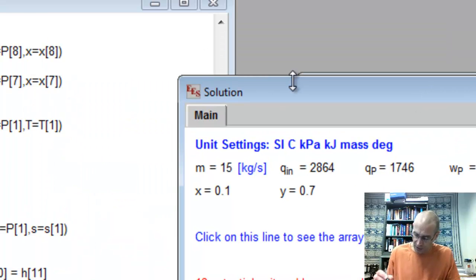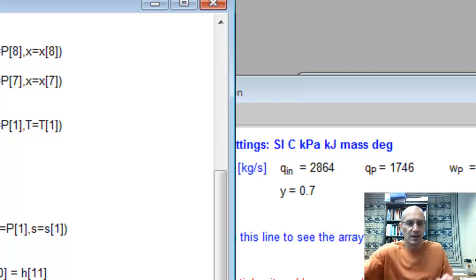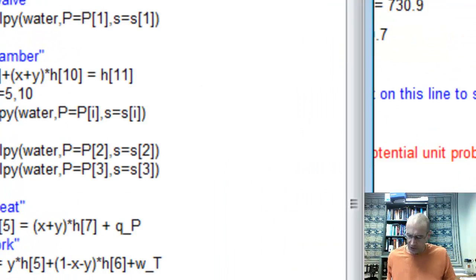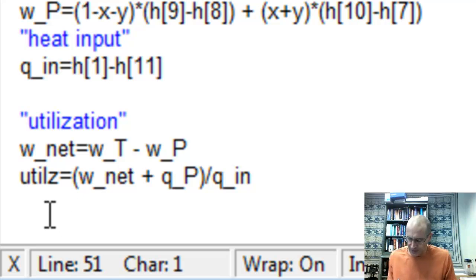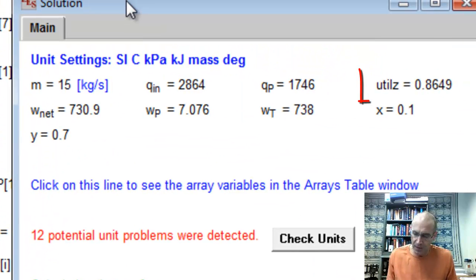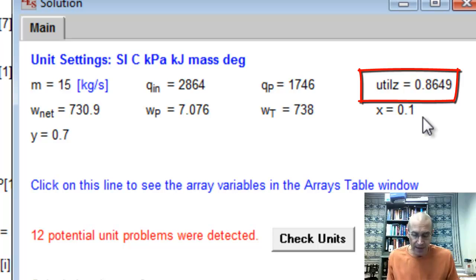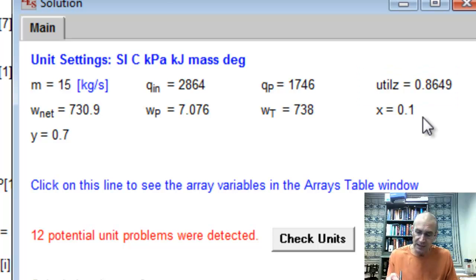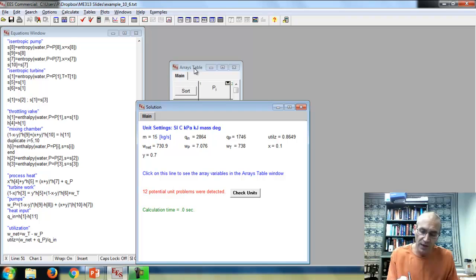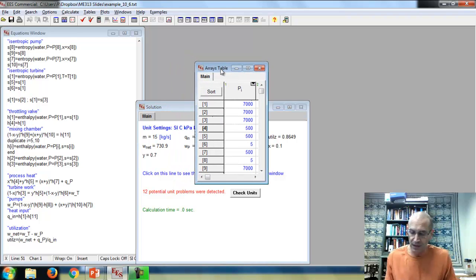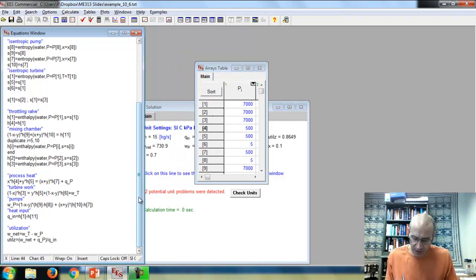And so now let's go ahead and just solve for the utilization factor. That's my last point. All right, so first let's look at the equation for utilization. The net work, turbine work minus the total pump work, plus process heat, over the heat that goes in. And so I look now at my utilization factor. My utilization factor is 0.865, so I'm using about 86.5% of the energy that I'm putting in for something that's desirable.